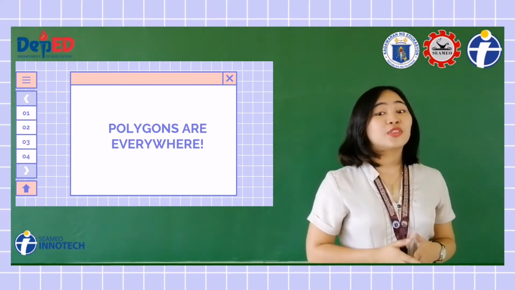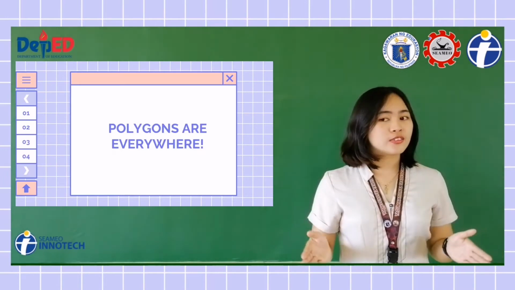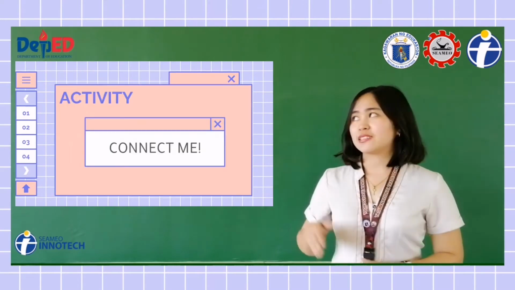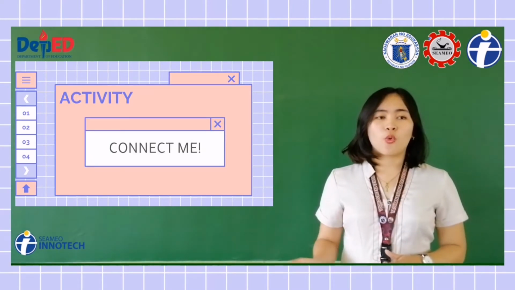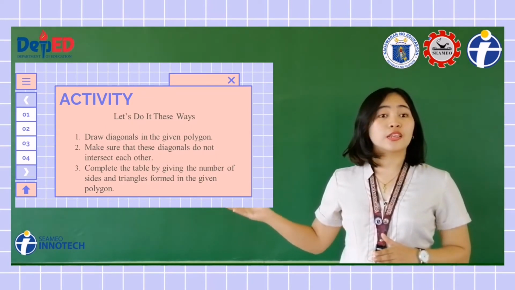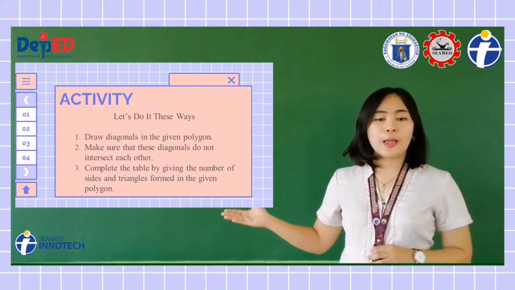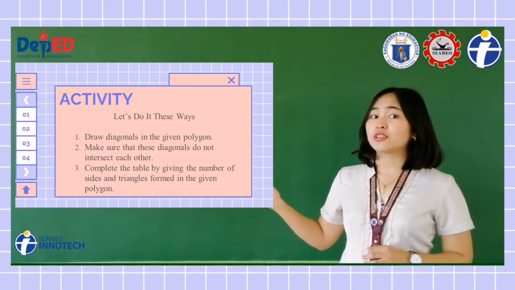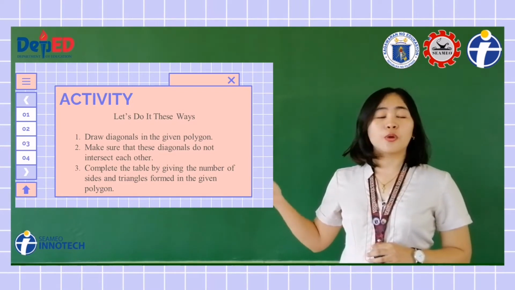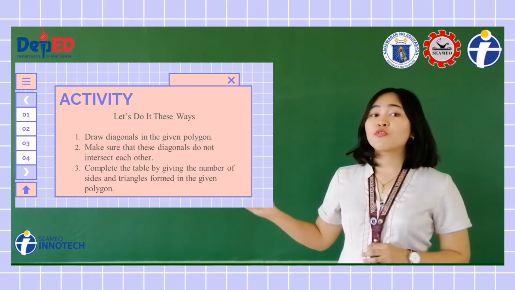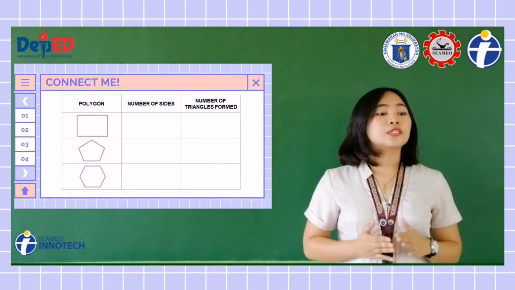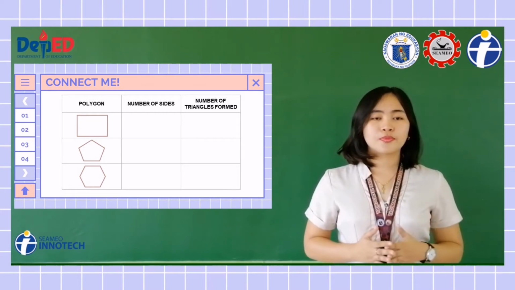This time, let's have another activity. You'll be working as a group, so stay in your group. This activity is entitled Connect Me. Your task is, first, draw the diagonals in the given polygon. Second, make sure that these diagonals do not intersect each other. And third, complete the table by giving the number of sides and the triangles formed in a polygon. Now, group leaders, please pick a paper in this area.